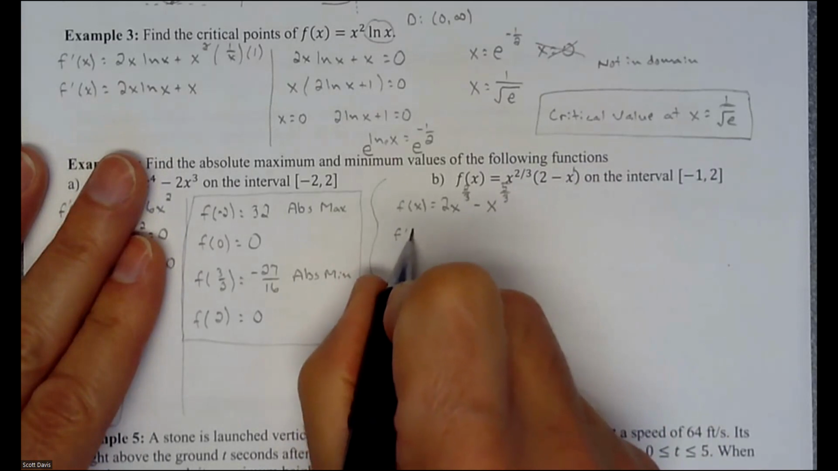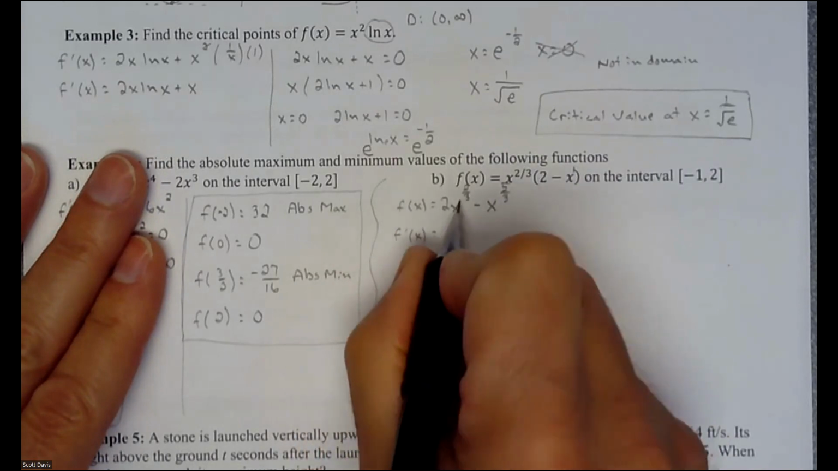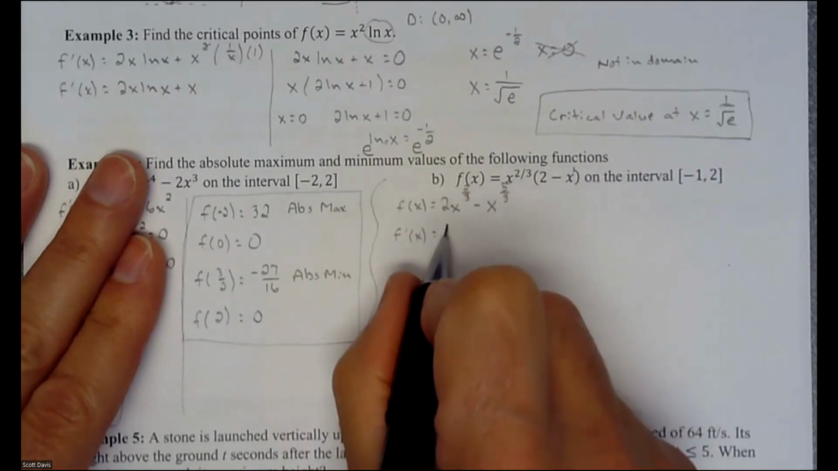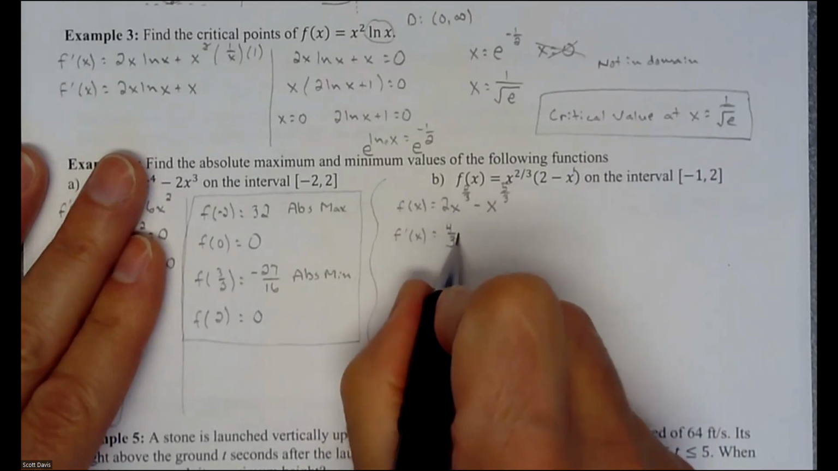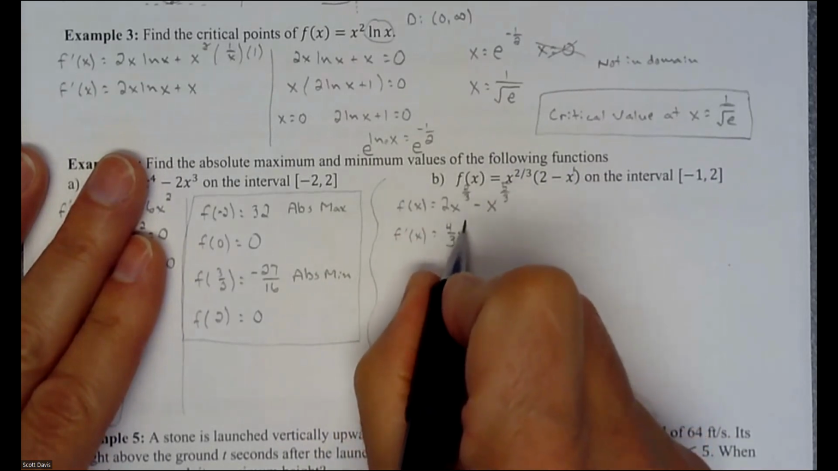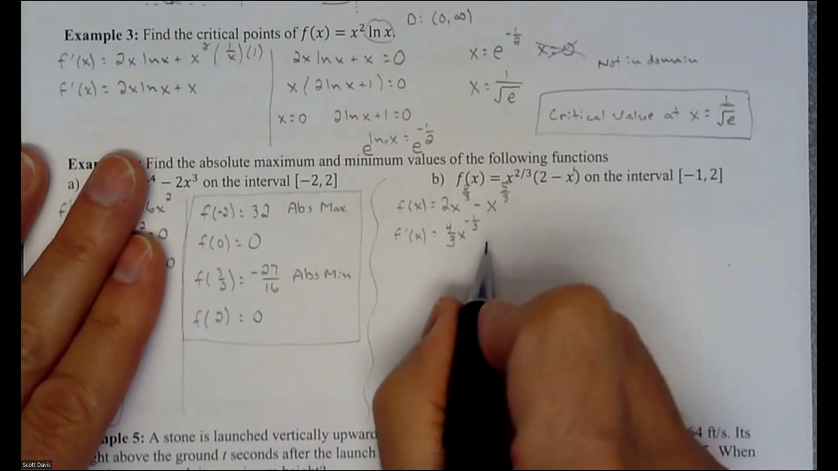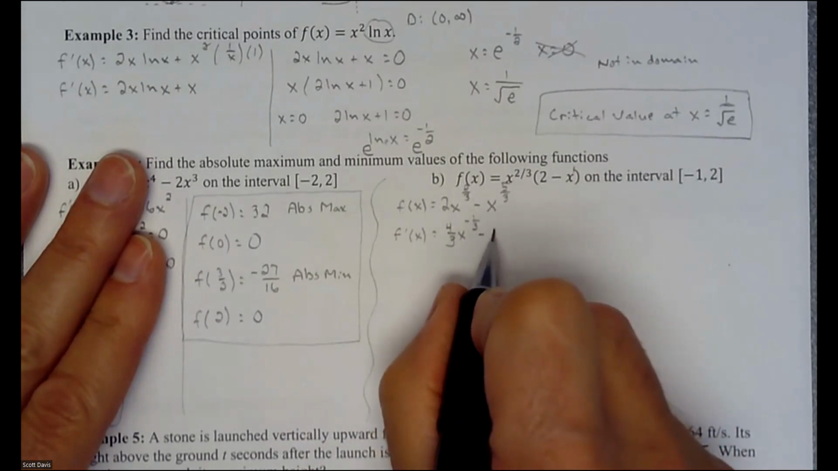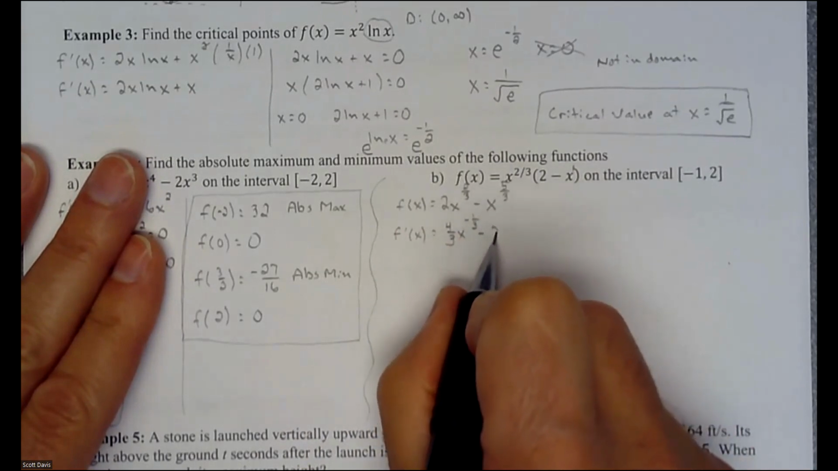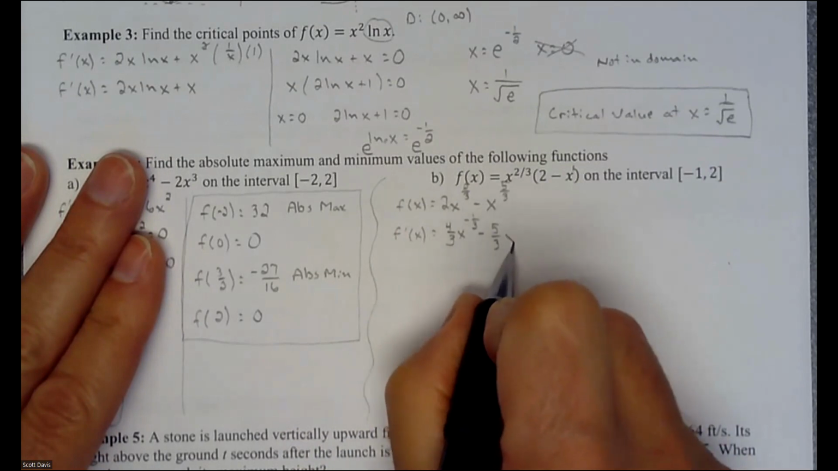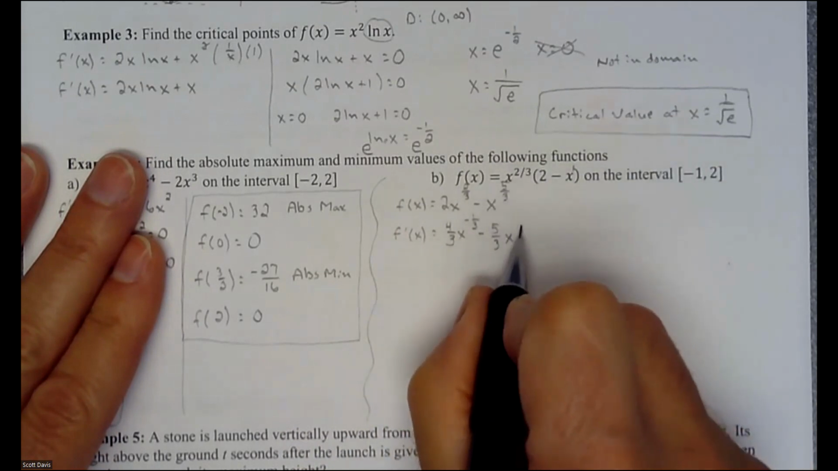So let's do our derivative. If we do the derivative, we're going to take 2/3 times 2, which is going to be 4/3. We'll subtract 1, which gives x to the -1/3, minus 5/3 x, and then we'll subtract 1, which is going to give us x to the 2/3.